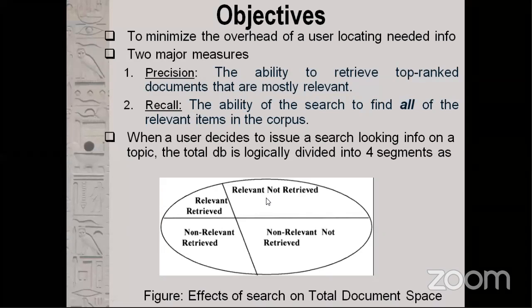Precision specifies the ability to retrieve the top-ranked documents from your given database, whereas recall is the ability to check, when searching for documents, whether all the documents relevant to your query are retrieved from your database or not. That is what recall specifies.